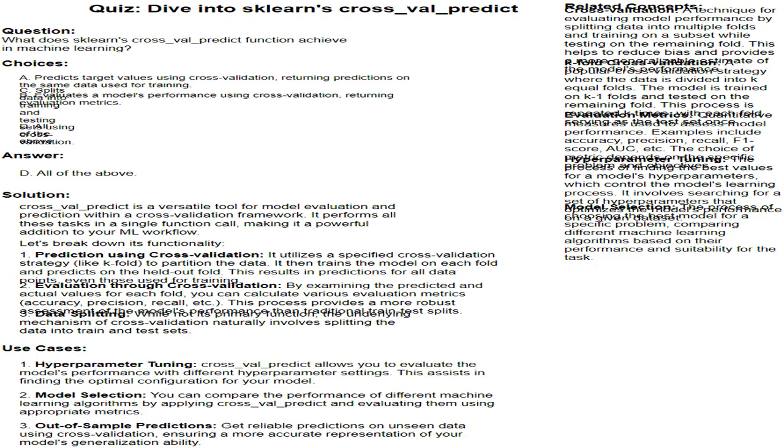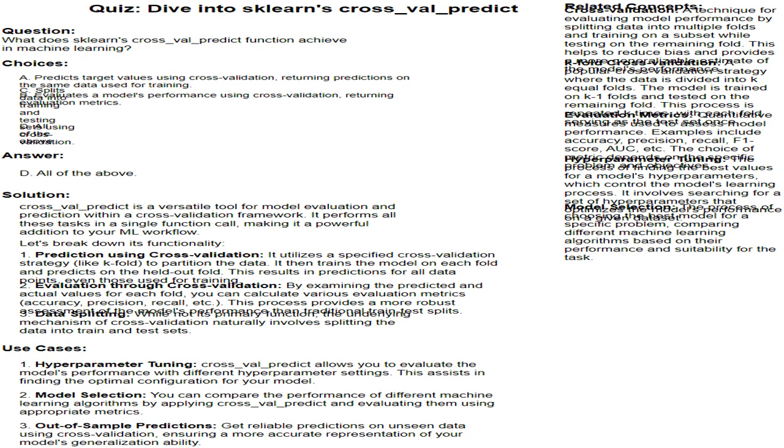Evaluation metrics: quantitative measures used to assess model performance. Examples include accuracy, precision, recall, F1 score, AUC, etc. The choice of metric depends on the specific problem and objectives.